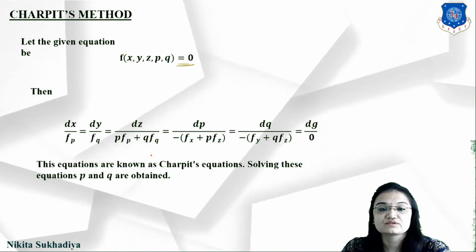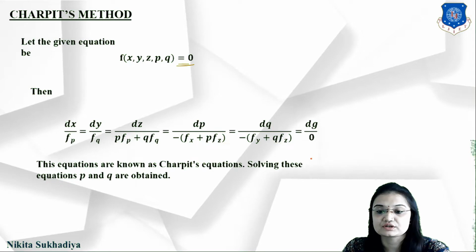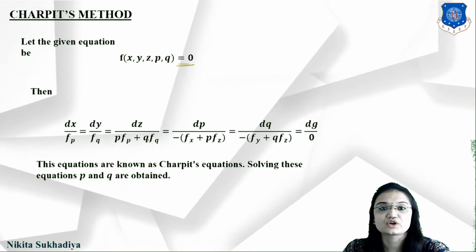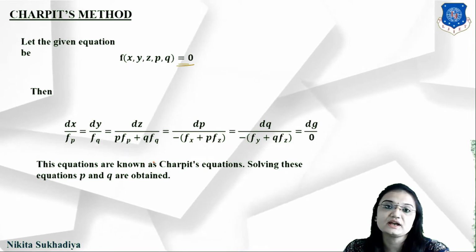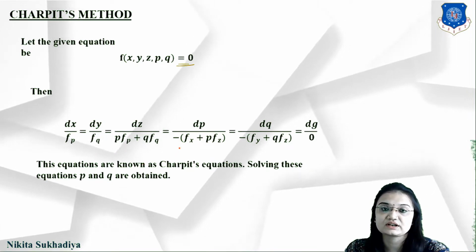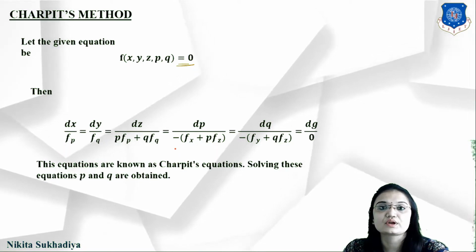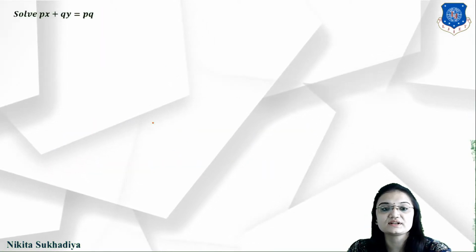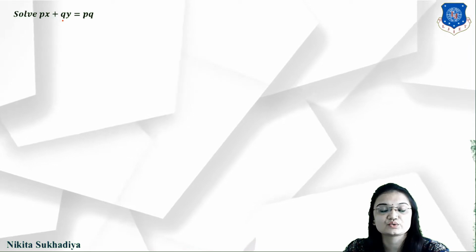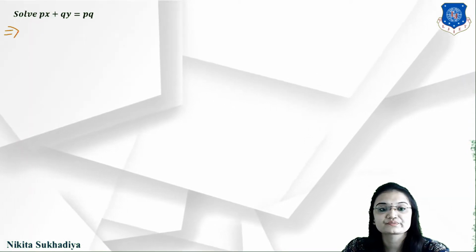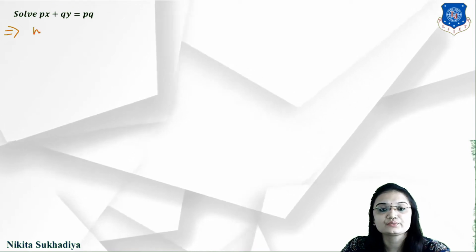Okay, so this is the equation known as the Charpit equation, and solving this equation we will get p and q, and then we will easily get the solution of our partial differential equation. Okay, so let us start with the example, that is, solve px + qy = pq.